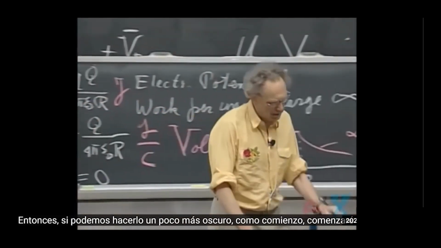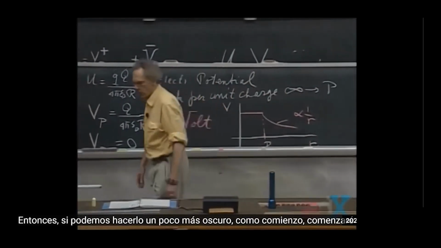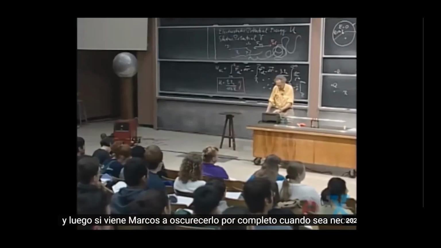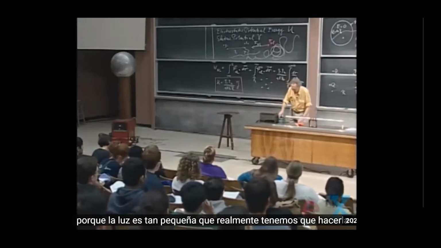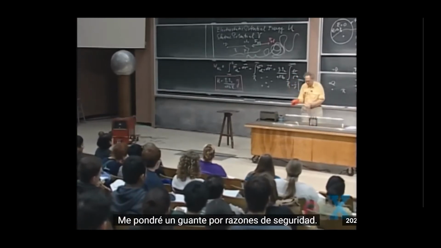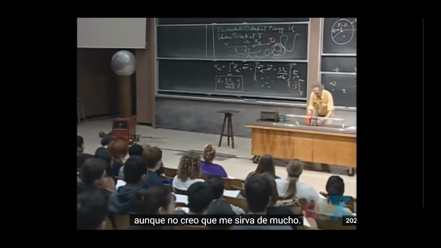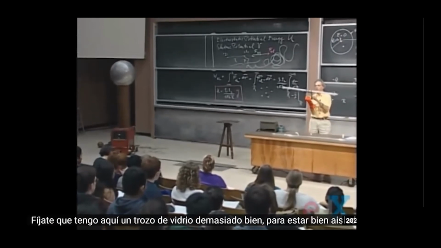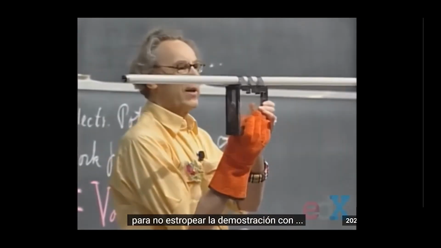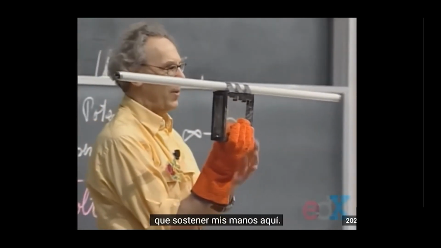So if we can make it a little darker as a start, and I'll start the Van de Graaff, and then if Marcos comes to make it completely dark when necessary, because the light is so little that we really have to make it completely dark, I will put on a glove for safety reasons, although I don't think it will do me much good. Notice I have here a piece of glass to be well insulated from the glass so that I don't mess up the demonstration. If I hold my fingers here, it will be very different than holding my hands here.